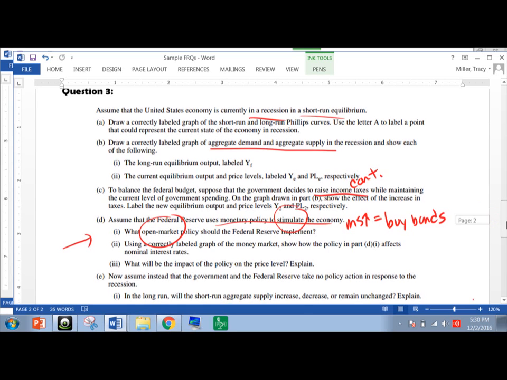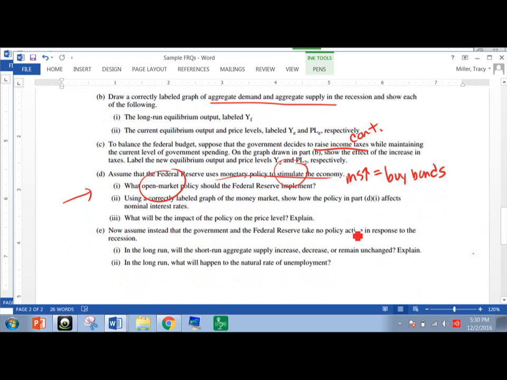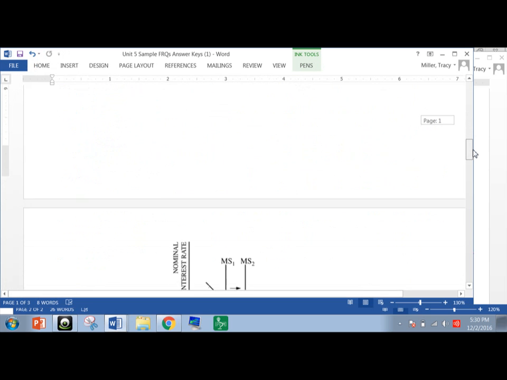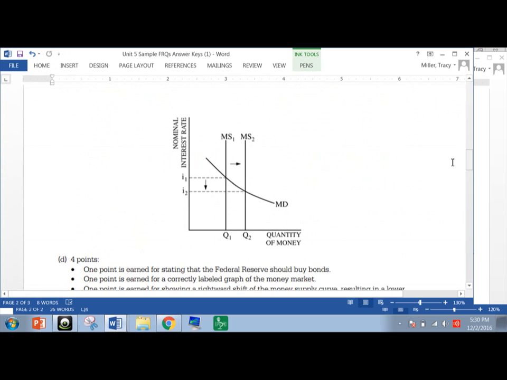Now, it says, using a correctly labeled graph of the money market, show how the policy in D1 affects nominal interest rates. So if we look at the rubric, we are looking for a money market graph with the line shifting to the right, and that is the buying of bonds. Double check your labels. Make sure you have nominal interest rate labeled at the top, the quantity of money, and that we're shifting this to the right. And you have both money supply lines labeled, you've got both quantities labeled, and both interest rates.